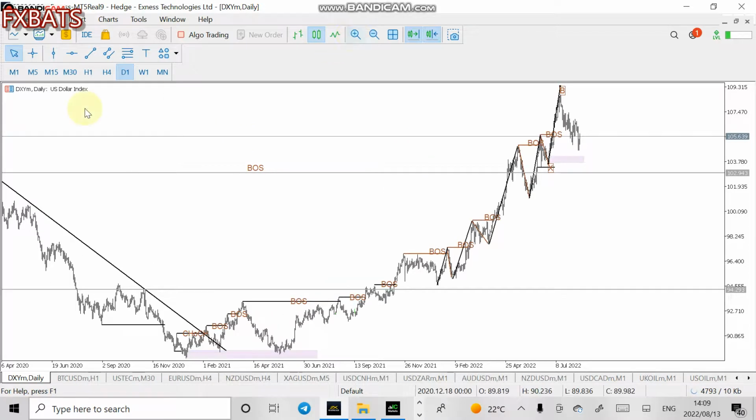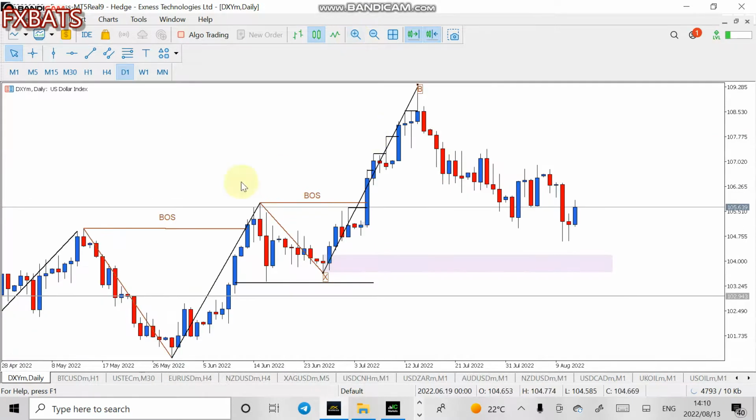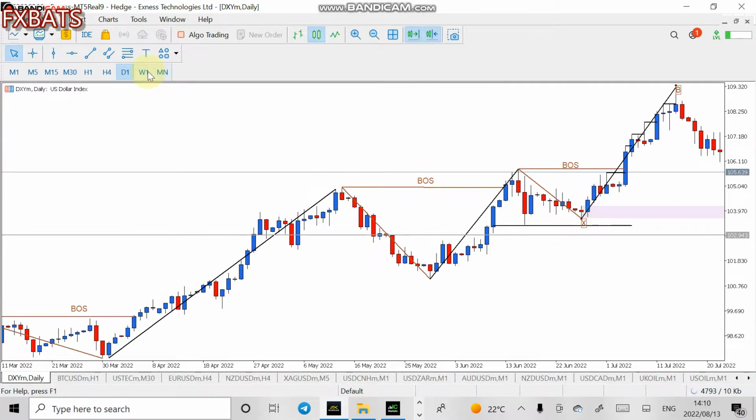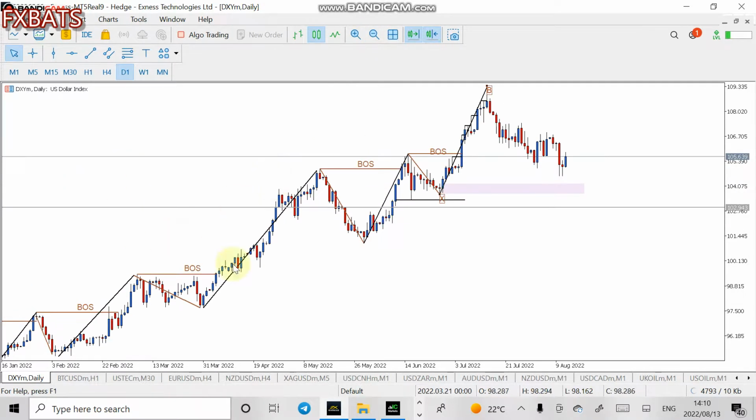So on daily, for a day trader, most of the time we could use weekly or daily to find out and track the direction bias of a given pair. That's why I normally use the daily time frame to track the direction bias, and also the market structure on a higher time frame. You could see that I marked the break of structures.